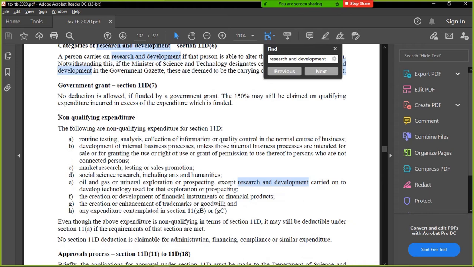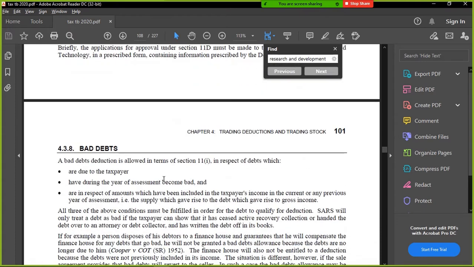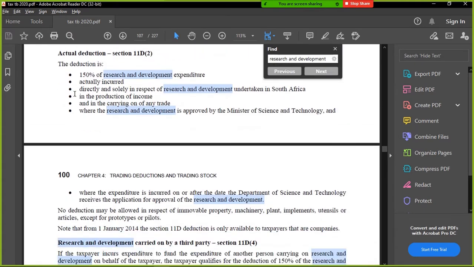Non-qualifying expenditure. This is also important, because some things aren't allowed, some things are. Routine testing, developing internal business processes, research, social science research including arts and humanities, oil and gas exploration, creation of financial instruments, creation of enhanced trademarks or goodwill. Any expenditure contemplated as per section 11 GB and GC. Obviously GB and GC is a separate deduction, that's for copyright and patents. So that's non-qualifying expenditure. If we have any of those, that falls outside the scope because it'll be covered elsewhere. What else do we have here? That's it. So all we need is the actual deduction.